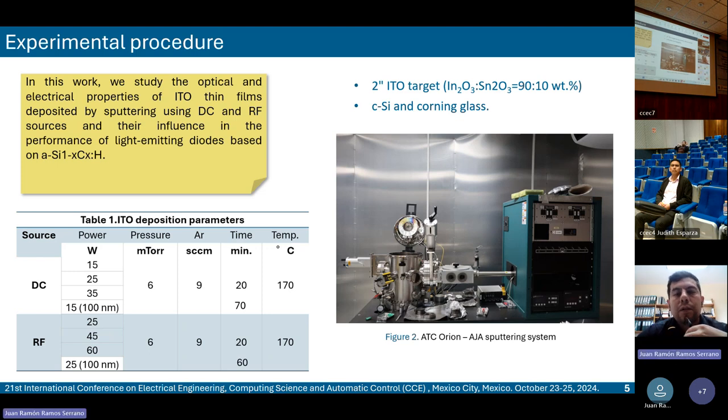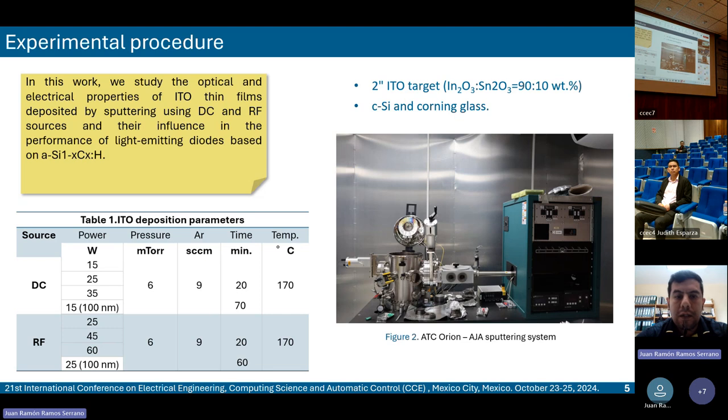In this work, we studied the optical and electrical properties of the ITO thin films deposited by sputtering using DC and RF sources, and their influence on the performance of light-emitting diodes based on amorphous silicon carbide. For this work, we use low deposition power using the DC and RF source. The deposition parameters are described in Table 1. As we can observe, we used lower DC powers, and this is because a higher deposition rate has been reported with a DC source. So to obtain films with similar thickness using both sources, we use lower DC powers.